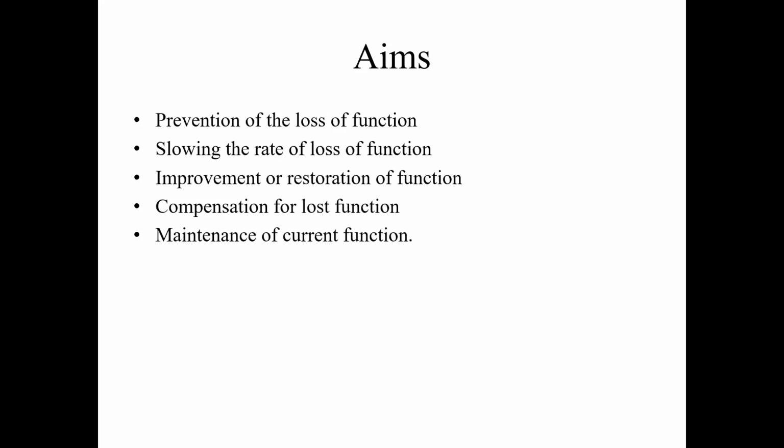So overall, the rehabilitation aim is to prevent. If we are not able to prevent, at least slow down the process. And if the particular deformity has come, then you give them compensation. If you are able to improve, you improve and restore the function. If not able to improve, then at least maintain the function. So this is the aim of rehabilitation.